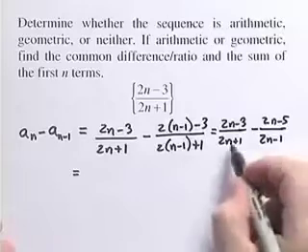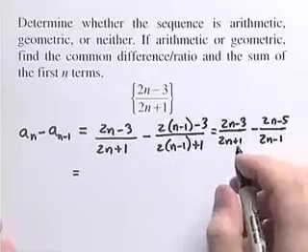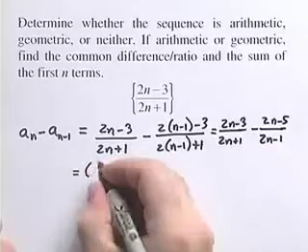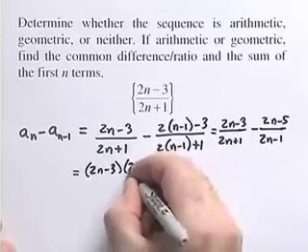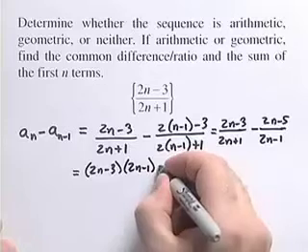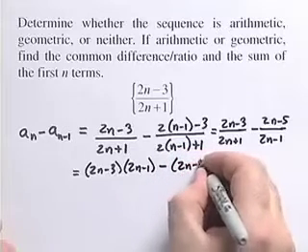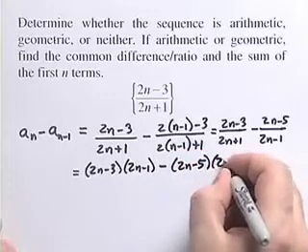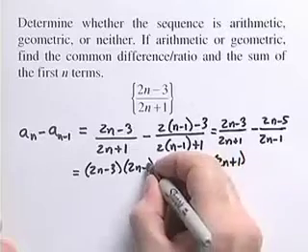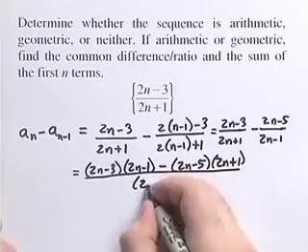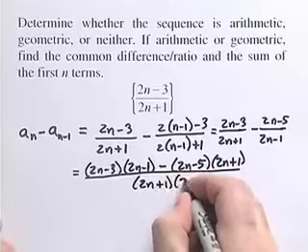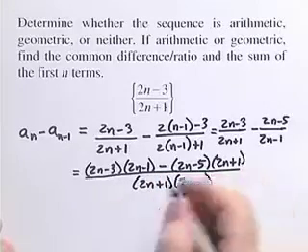We need to get a common denominator to subtract these two fractions. So we're going to end up with (2n - 3)(2n - 1) minus (2n - 5)(2n + 1), all divided by (2n + 1)(2n - 1).